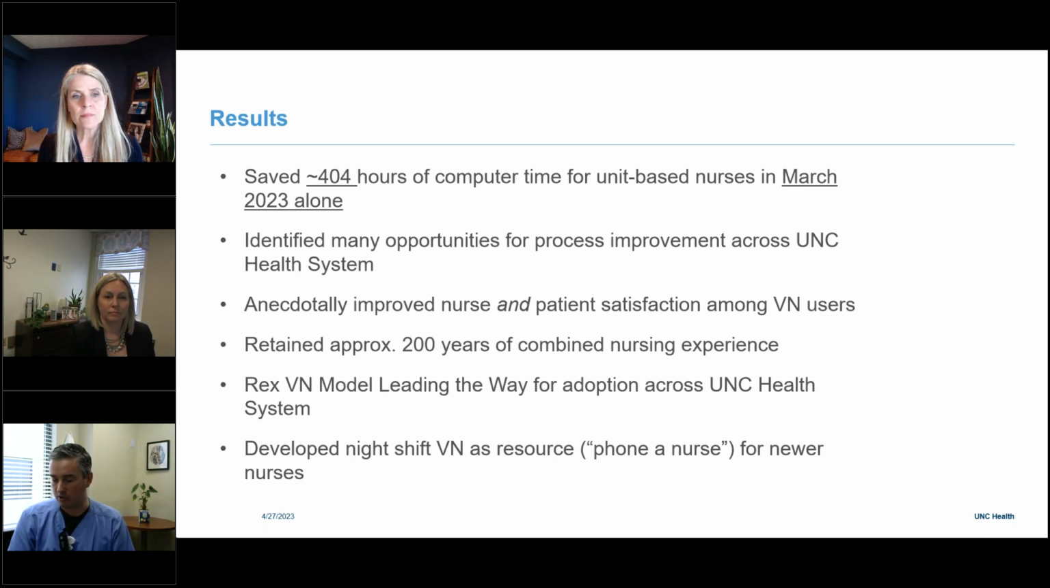Another efficiency, I think I mentioned already, is the Epic efficiencies we've noted, like duplicate charting in different areas of Epic that we're working to remove to make it a much more streamlined flow.